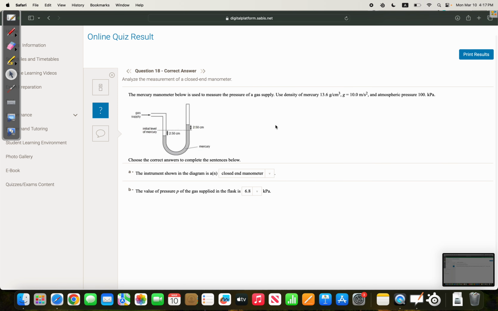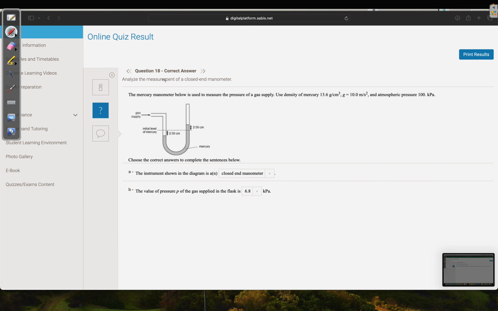So first of all, we're gonna have to convert grams to... oh yeah, my bad. The value of pressure of the gas is what? First of all, we're gonna have to convert 13.6 grams per centimeter cube into kilograms per meter cube by multiplying by 1000. And don't forget that the rule is rho g h.